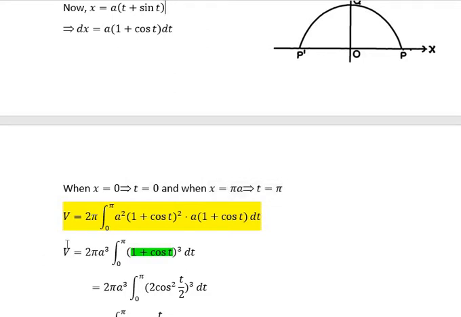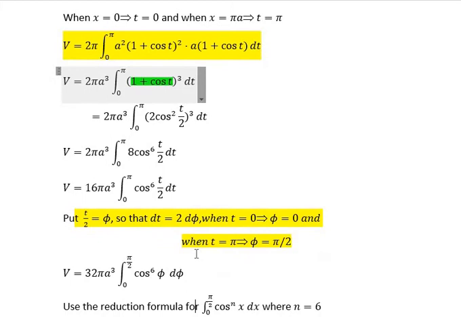Hence the required volume V is equal to π integral with limits 0 to π. y square means a into (1 plus cos t) whole square, so a square into (1 plus cos t) whole square into dx. The dx value is a into (1 plus cos t) dt. Now (1 plus cos t) whole square into (1 plus cos t) is (1 plus cos t) whole cube. So V is equal to π a cube integral 0 to π of (1 plus cos t) whole cube dt.